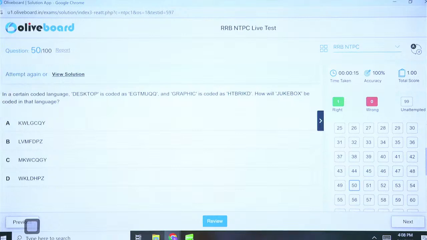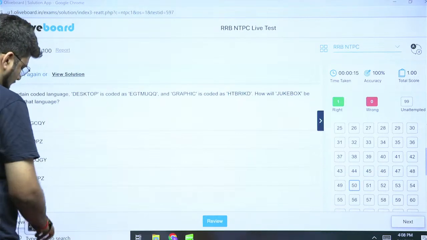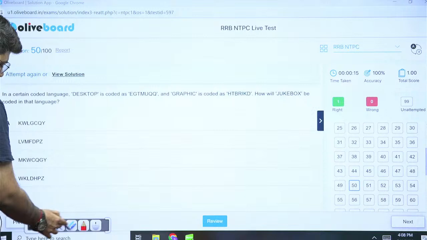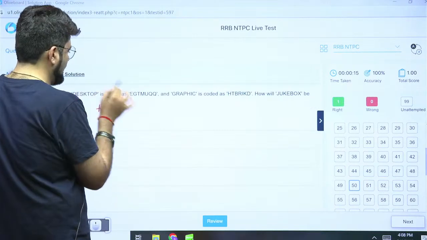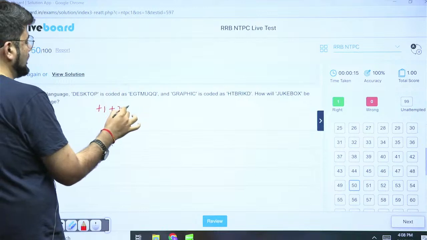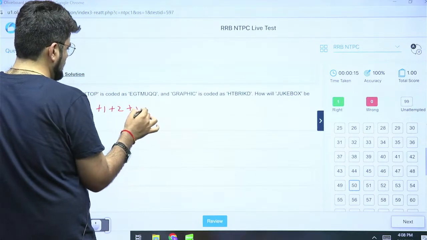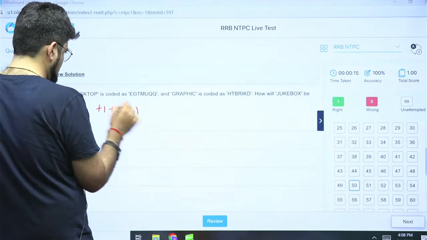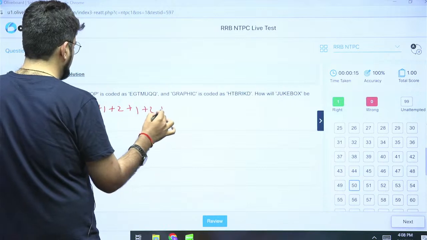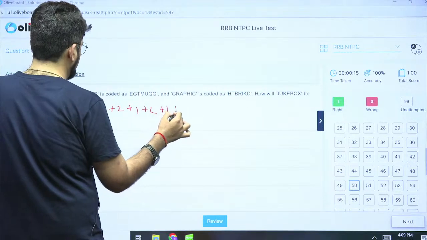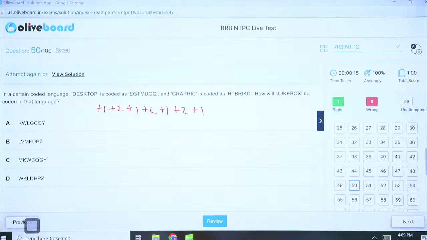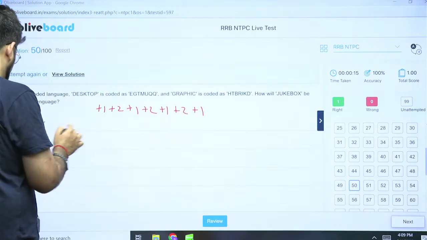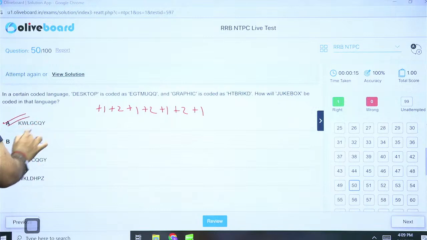Desktop is coded as okay. Let's look at the letters one by one. So this is 5. This is 4, 5 plus 1, 5, 7 plus 2, 19, 20 plus 1, 11, 13 plus 2, 20, 21 plus 1, what, 15, 17 plus 2 and 16, 17 plus 1. This is the logic. Alternate plus 1 plus 2 plus 1 plus 2. So you have to check for jukebox. J is 10, 10 plus 1 is 11. So we start with K. Option A is the right answer.